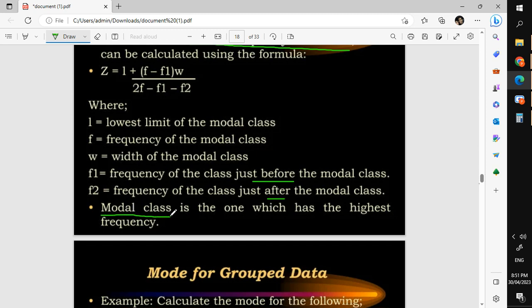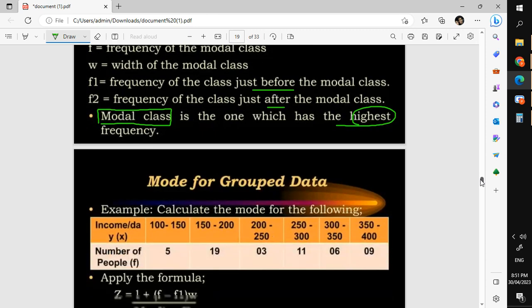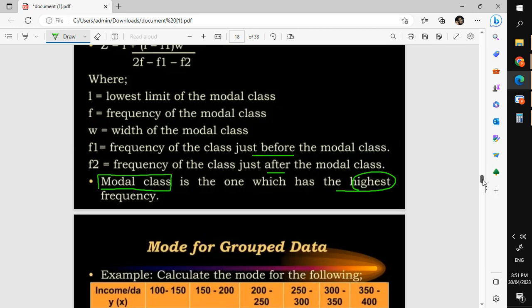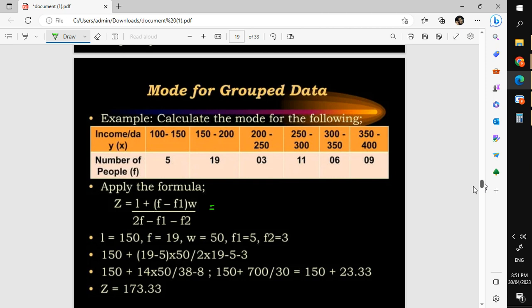Okay, so the modal class, kinsa man diyan si modal class, ma'am? It's the one which has the highest frequency. So for example, you have there the table, and then you are asked to look for the mode of this given data. Using the formula, all we have to do is to substitute. Okay, L, going back to the definition, L is the lowest limit of the modal class. Before we can continue, we identify first kinsa si modal class di ay nato. Ang modal class nato has the highest frequency. So the highest frequency here is 19. Its corresponding data is 150 to 200.